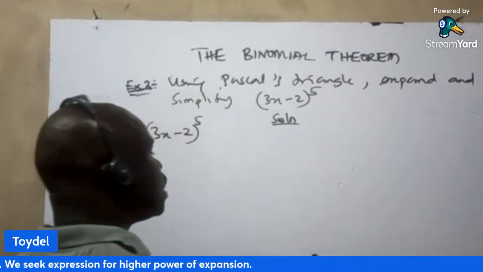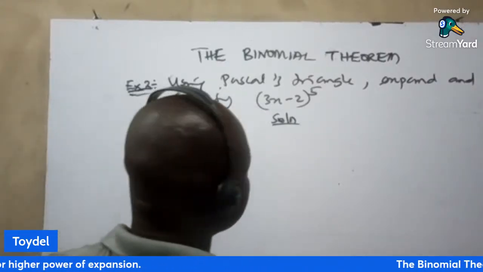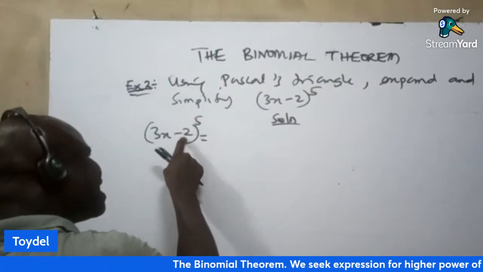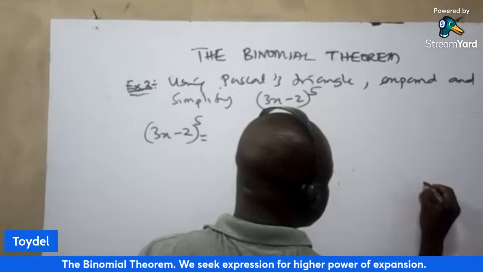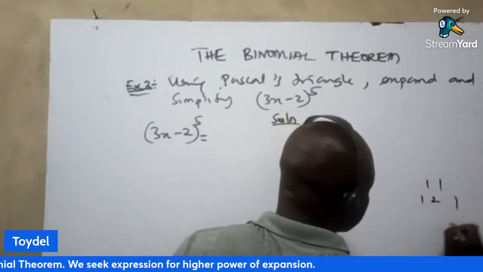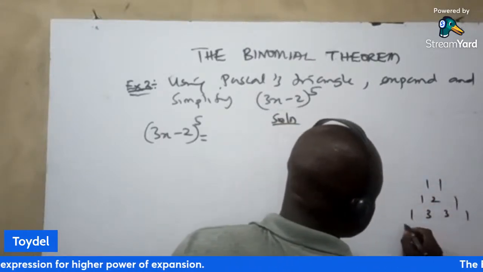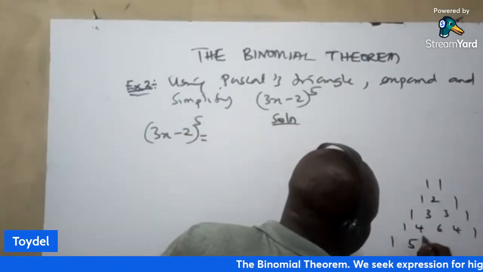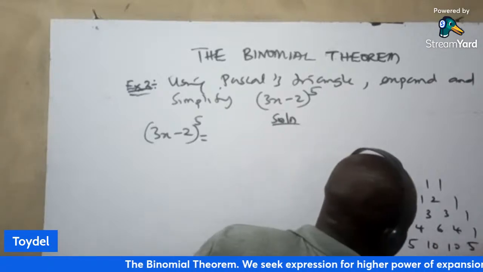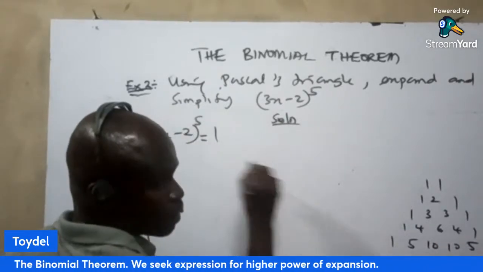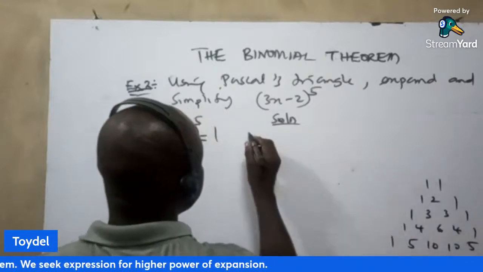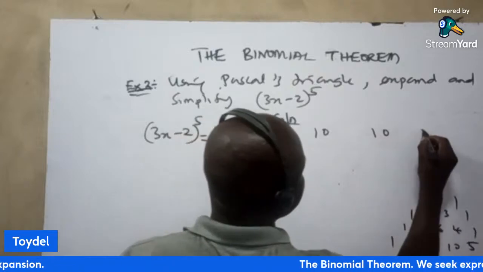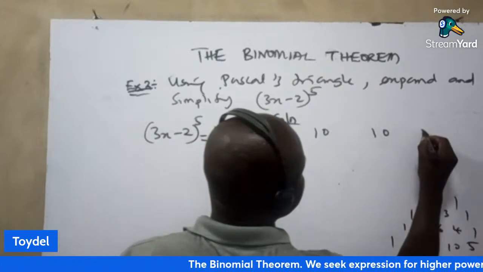Pascal's triangle will only help us to know the coefficients. Then the first term will be reducing with respect to this power, while the second term will be increasing with respect to this power. So if I use Pascal's triangle, we know that this is 1, 1, 1, 2, 1, 1, 3, 3, 1. This is 1, 4, 6, 4, 1. Then this is raised to power 5, so we go to the fifth one: 1, 5, 10, 10, 5, 1. So the coefficients will be 1, 5, 10, 10, 5, 1.